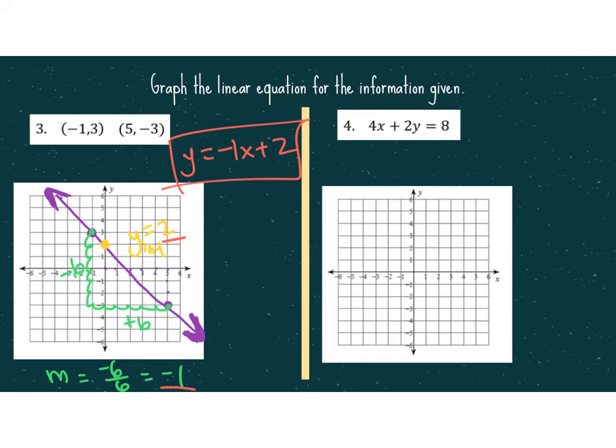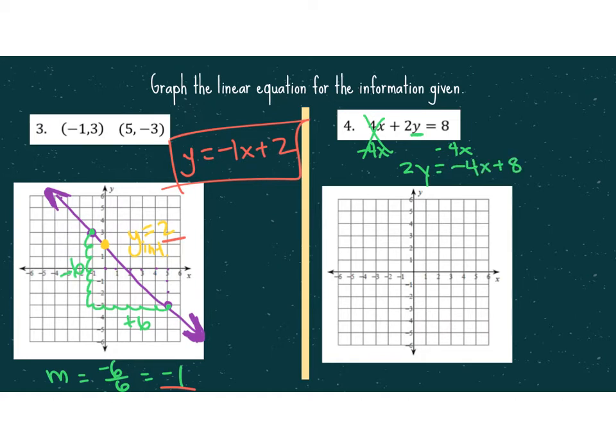Okay, so let's take a look at number 4. Now I'm going to solve for y in this question. I don't have y by itself, so that is not helpful. I need to subtract the 4x, get rid of that whole x term. I need that whole thing to go away. So I'd be left with 2y is equal to -4x plus 8.